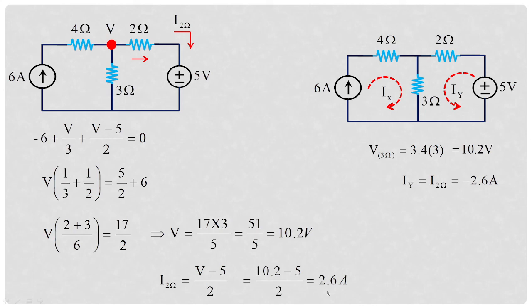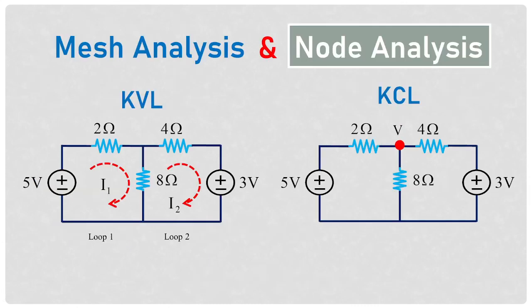So I hope you have understood the basics involved in order to solve the problem using mesh analysis and node analysis. So whether you employ mesh analysis or node analysis, the magnitude of the current required in a particular branch will always be the same. This is the conclusion we can make with this particular session.